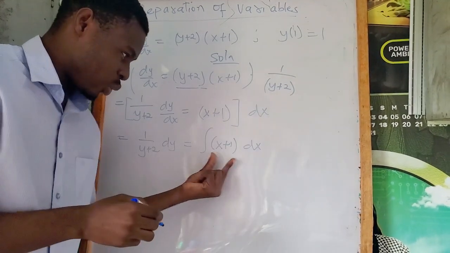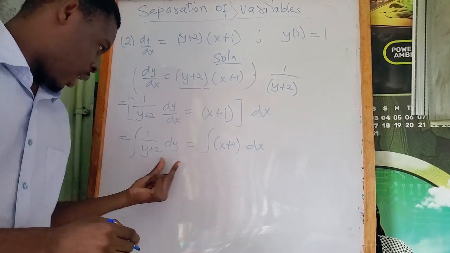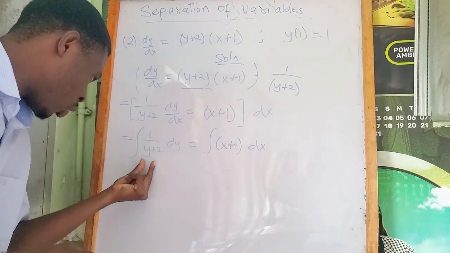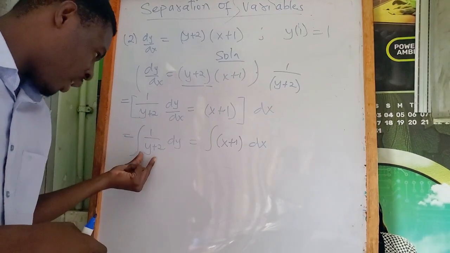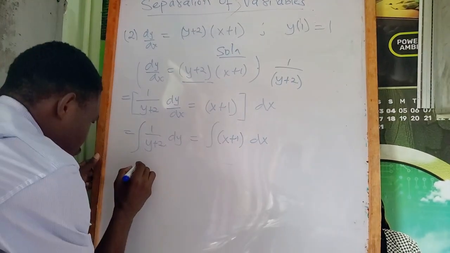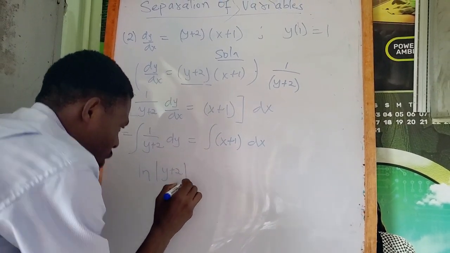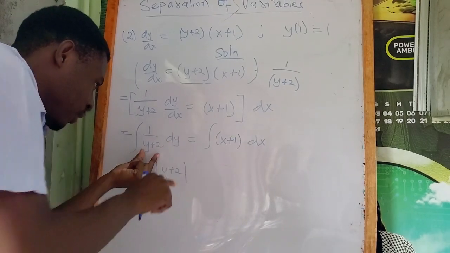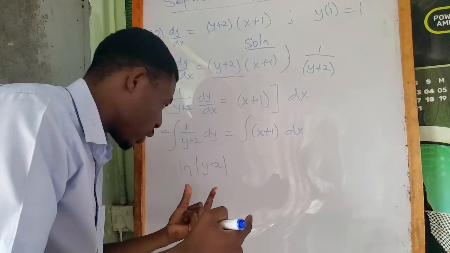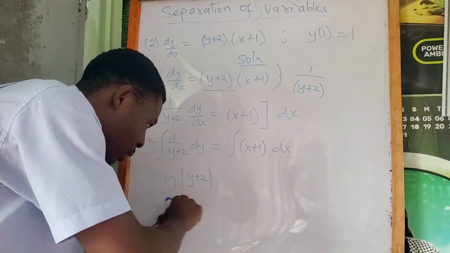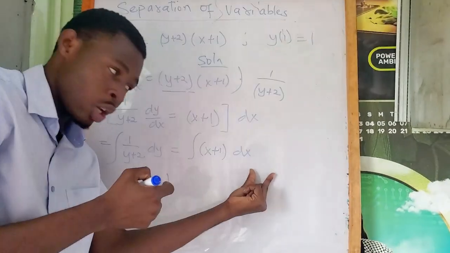If you integrate this side with respect to y, you integrate this side with respect to x. Now this is the integral of 1 over y + 2. Now y + 2 is a linear function, and when you have 1 all over a linear function, the integral is ln of whatever is here, y + 2, divided by the derivative of this. If we differentiate y + 2 with respect to y, the only thing you get is 1. If we divide by 1, it won't change the value. Now I won't put the c here. I'll put the c on the other side.